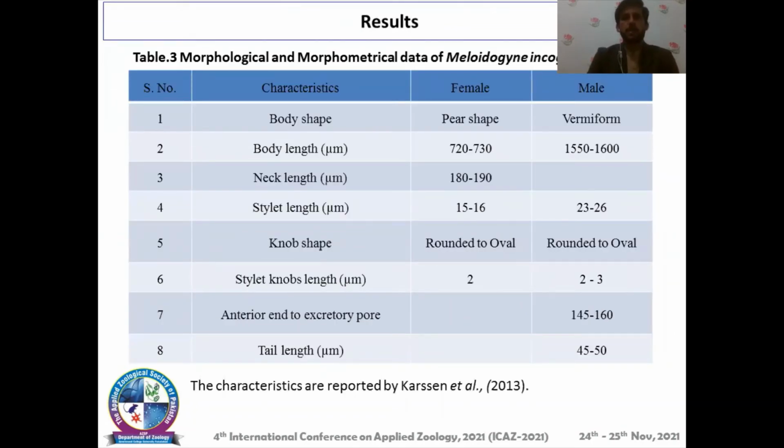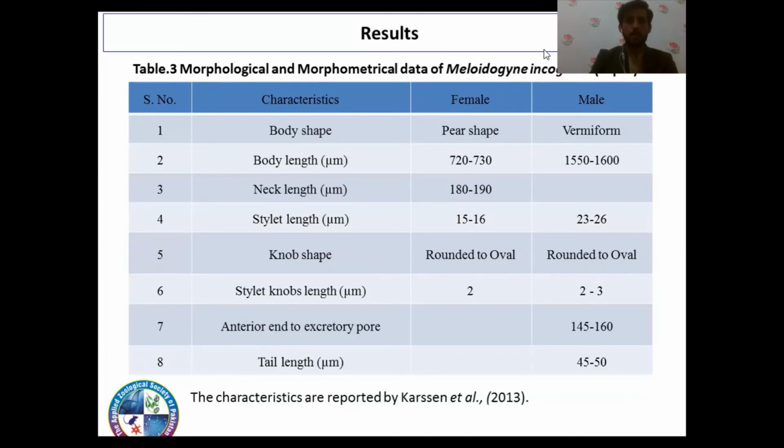Morphological and morphometrical data of Meloidogyne incognita. This table shows the different characteristics of Meloidogyne incognita, including body shape, body length, neck length, stylet length, knob shape, and stylet knob length. Table 3 shows different characteristics of Meloidogyne incognita, including body shape, body length, neck length, stylet length, knob shape, stylet knob length, interior to exterior fold, and tail lengths of female and male Meloidogyne incognita. These characteristics were previously also reported by Carson et al.